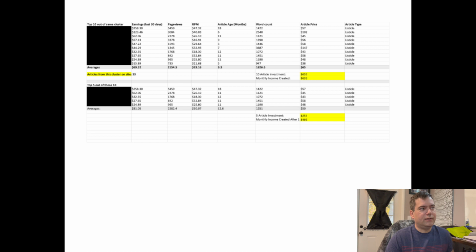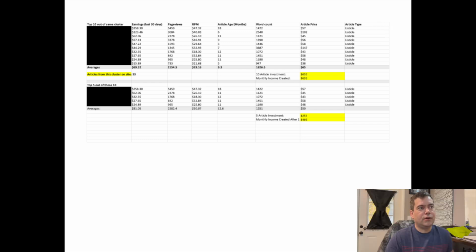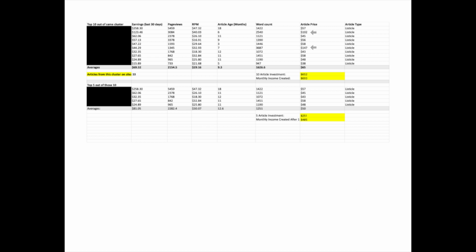Now you can see over here that this top earning article only cost me $57 and it is 18 months old. So is that coincidence that it happens to be the oldest article? Possibly, I don't know. The second top earning article was $102, 45, 56, 58. And you can see here that they're all in this $50 to $100 range, but the top 10 average out to $65. Now these two here kind of skew this total a little bit.